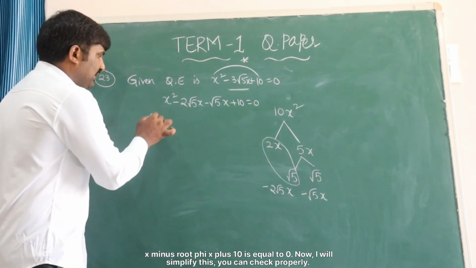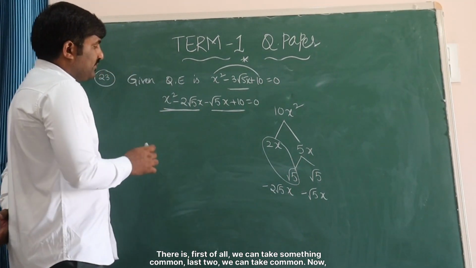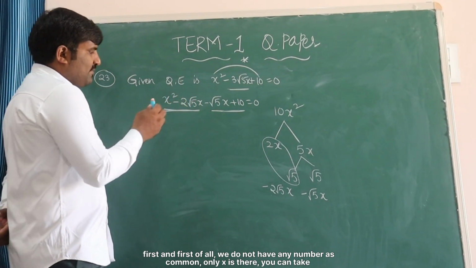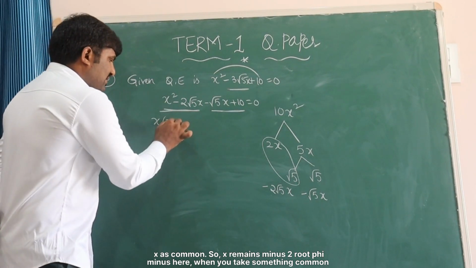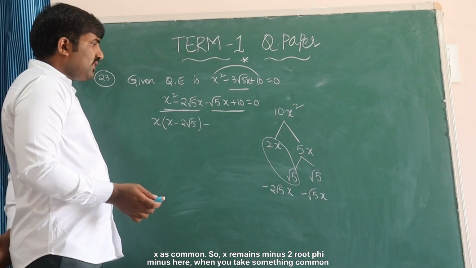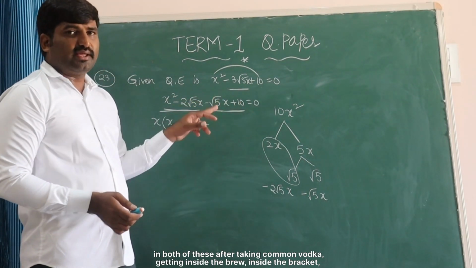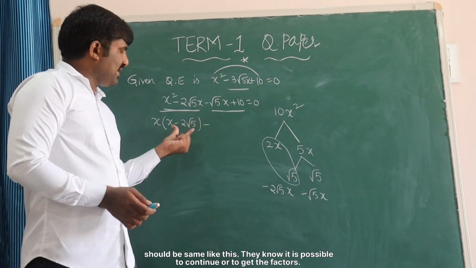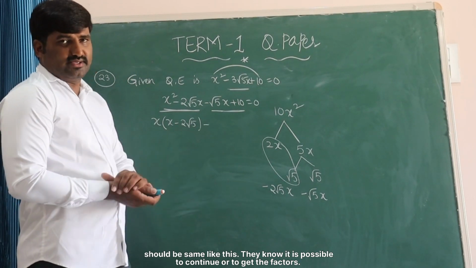You can check properly. For the first two terms you can take something common, and for the last two you can take something common. Now in the first two terms we don't have any number as common. Only x is there. You can take x as common. So x remains, minus 2 root 5, minus, and here we need to take something common in both of these. After taking common, what we are getting inside the bracket should be the same as this. Then only is it possible to continue or to get the factors.